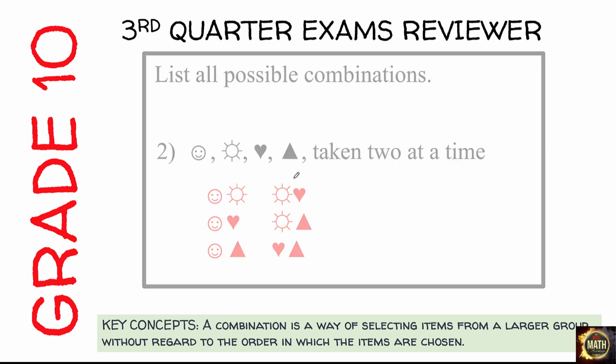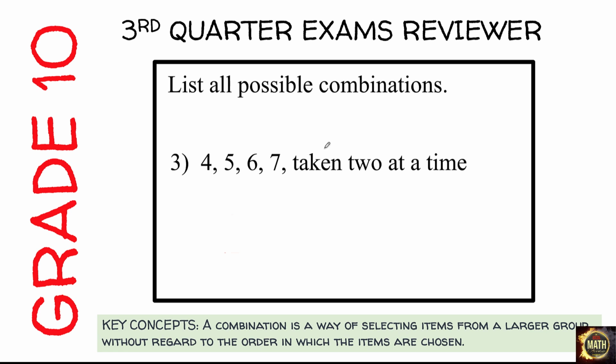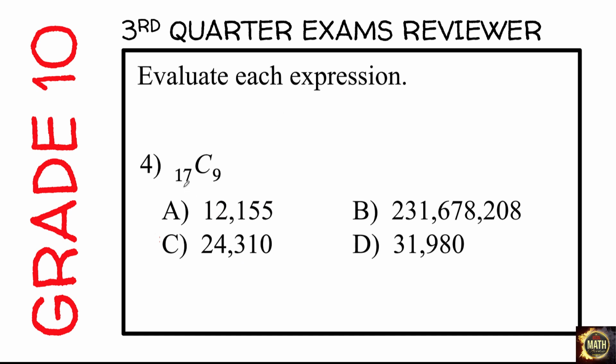So, let's have another example. List all the possible combinations of the digits 4, 5, 6, 7 taken 2 at a time. Again po, ang problem is about combination. So, ito po yung mga possible combinations galing dito sa apat na digits. And meron po tayong 6 na combinations na may 2 digits bawat combination. Next problem. Evaluate the expression 17 combined 9 at a time.